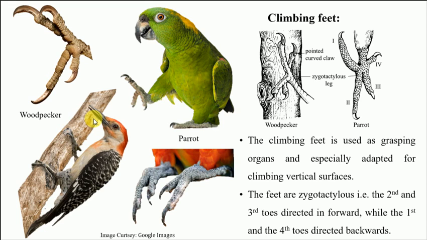The feet are zygodactylous. Now, what exactly is zygodactylous? In the zygodactylous, the second and third toe, so this is the second and third toe, are directed forward, while the first and the fourth toe are directed backwards. Means two toes are in a forward direction and two toes are in a backward direction. So here in the diagram you can see, in case of the parrot, toe number 1 and 4 are backwardly directed, while toe number 2 and 3 are directed in a forward direction.